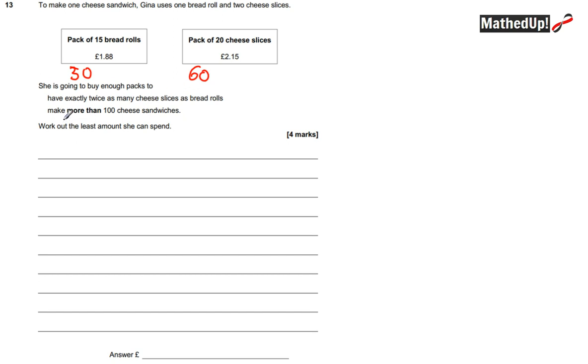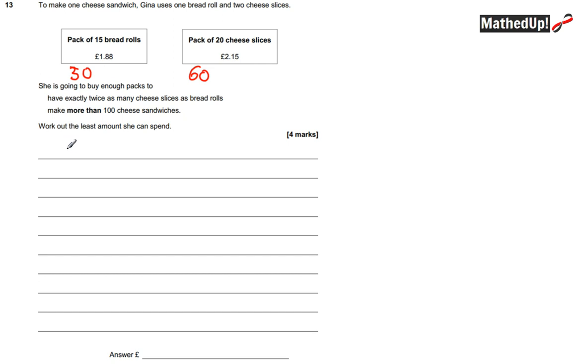However, we now need to take into account that she needs to make more than 100 cheese sandwiches. So this at the moment is only going to make 30 cheese sandwiches. So if she wants to make more than 100, I need to multiply the 30 by a whole number that's going to be bigger than 100. So if I multiply it by 3, I only get 90, so I'm going to have to multiply it by 4, which gives us 120.